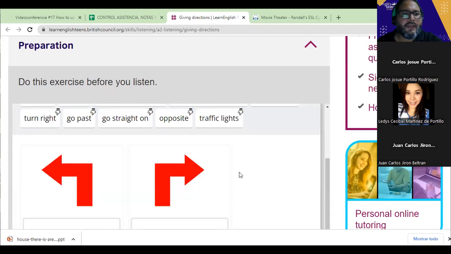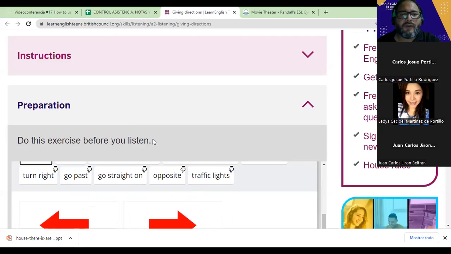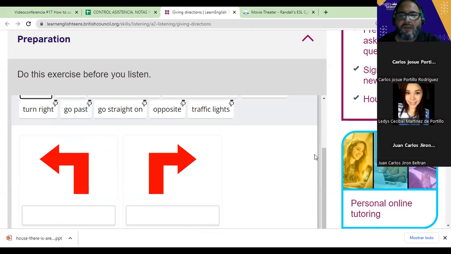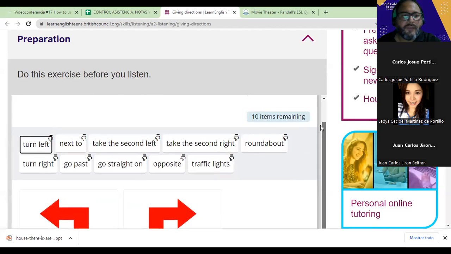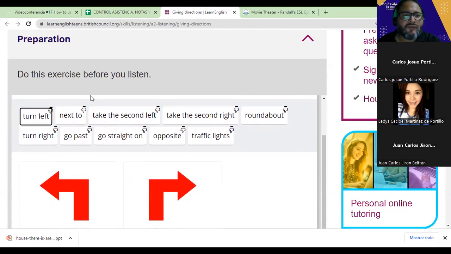Okay, people, we're going to continue talking about giving directions in English. Yesterday, we started with it. Today, we're going to talk a little bit about something else, but we're also going to have some review of what we started yesterday. Now I have different expressions in English for how to provide directions or the location of a place.